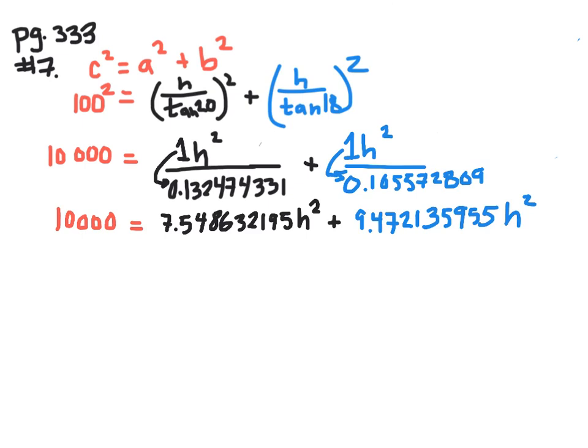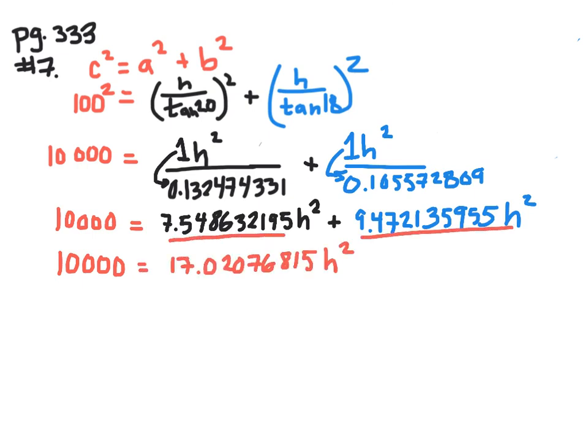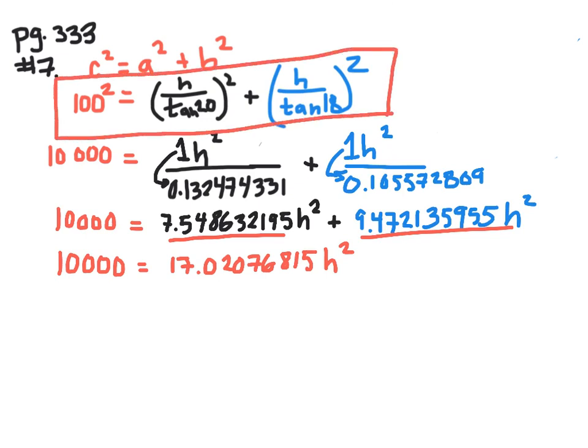And so I can add those two h squareds together, because that many h squareds, so this 7.54 blah blah blah h squared plus this many h squareds is equal to 17.020768158 h squareds. Again, this is not the best way of doing it. The best way would be, when you get to this line here, to square both top and bottom, and you could actually factor out an h squared from both and continue on algebraically from there, but we will continue this.